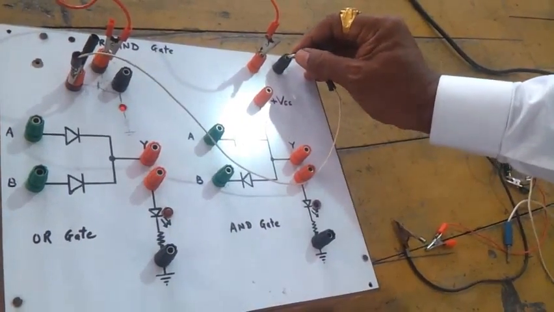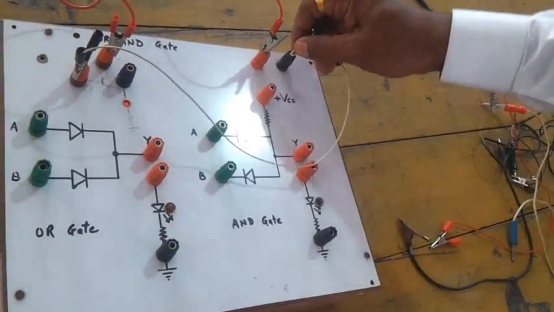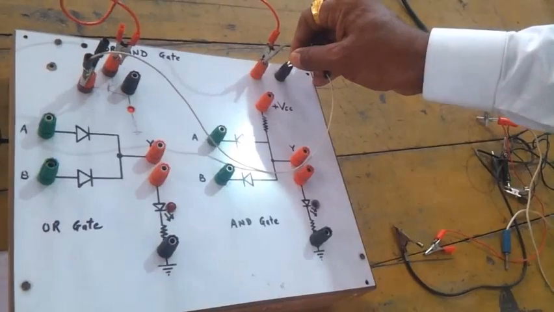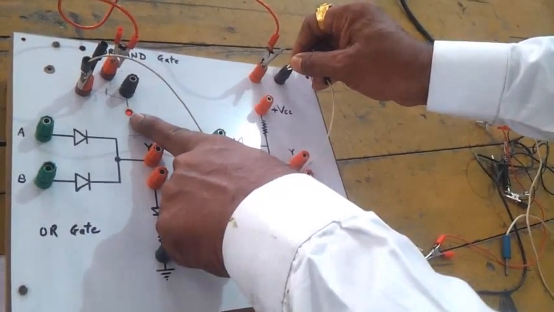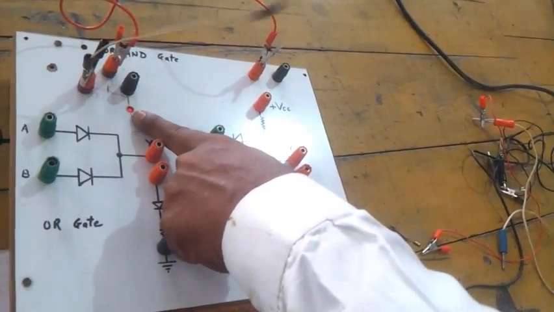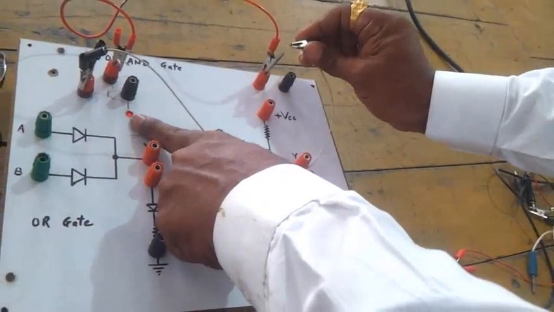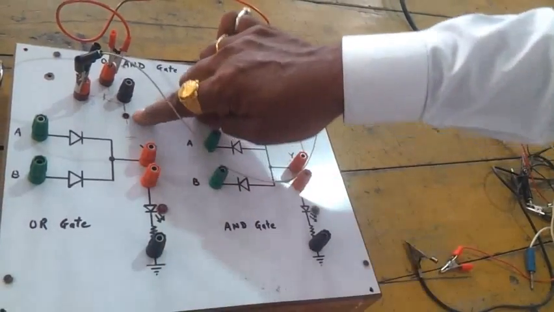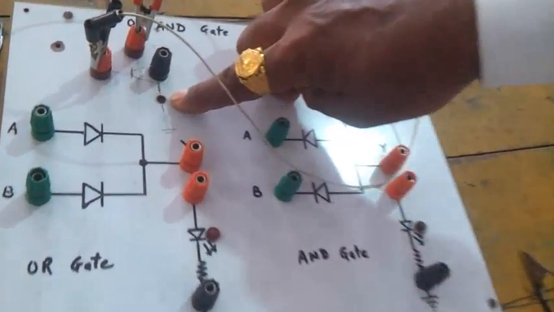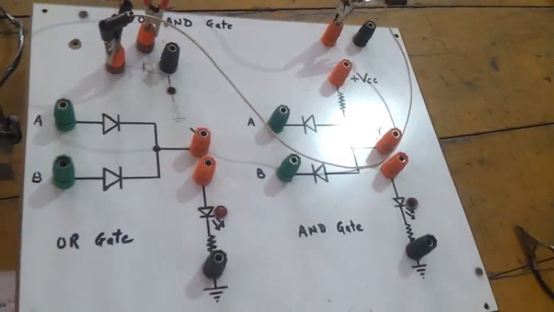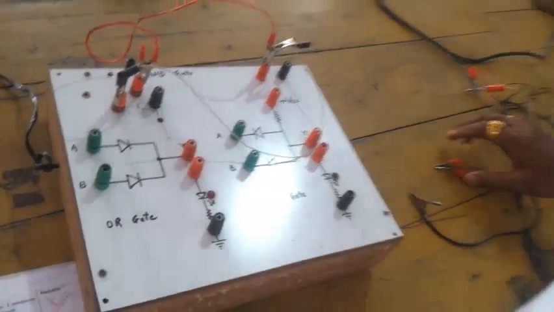Suppose the input is low, means I connect the wire to low terminal, then output will be high. And in the second case, if the input is high, output will be low. I connect this terminal to high state, output will be low in this case. So we can perform this basic fundamental logic operation by using the discrete component just like diode and transistor. Thank you.